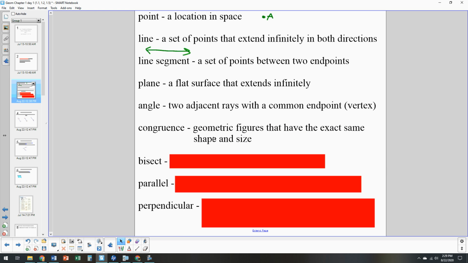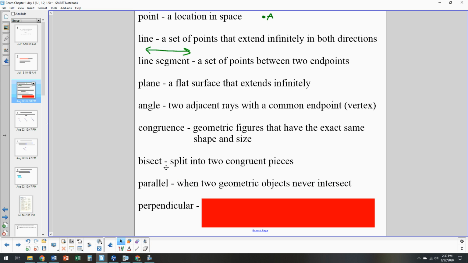Congruence is when any geometric figures have the exact same size and shape. So we can have segments be congruent, we can have angles be congruent, we could have squares be congruent. Any kind of geometric figure can be congruent to another geometric figure. The term bisect, if we know the word bi means two, it means it's split into two congruent pieces. So a segment can be bisected if we split it into two congruent segments. An angle can be bisected, and so on.